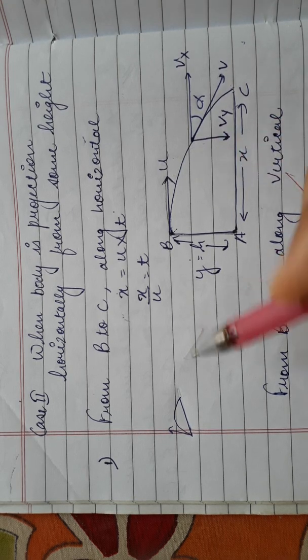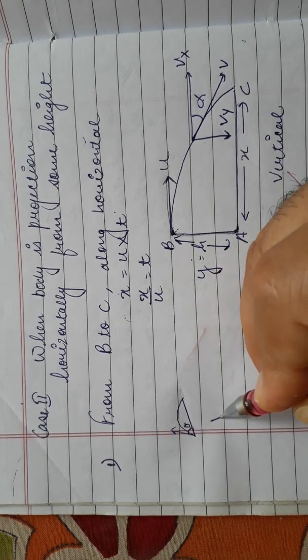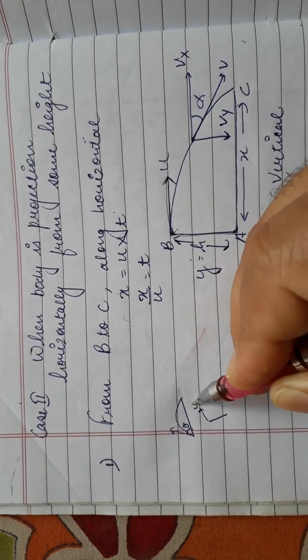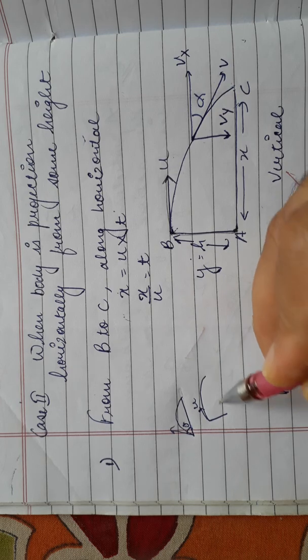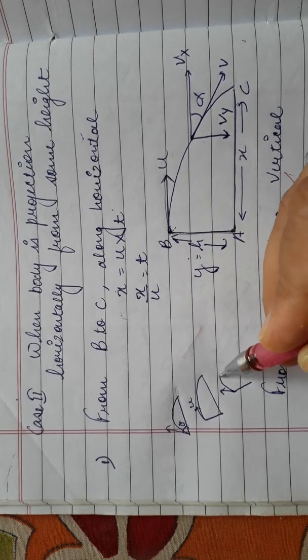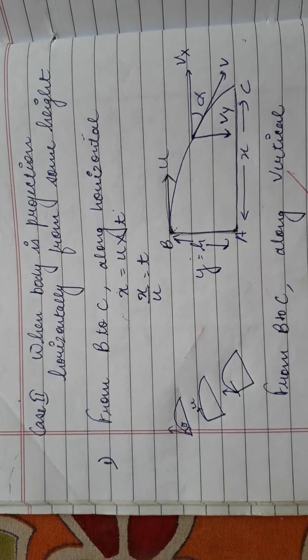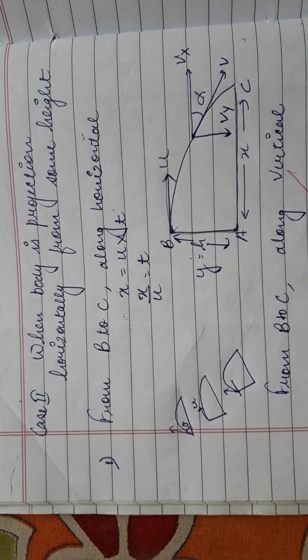So there are three conditions of projectile motion. One is this: when body is projected at an angle theta with the ground. Second is body is projected horizontally from some height. And third is body is projected at an angle theta with the ground from some height. Okay, so these are the three cases which are in our syllabus of projectile motion.